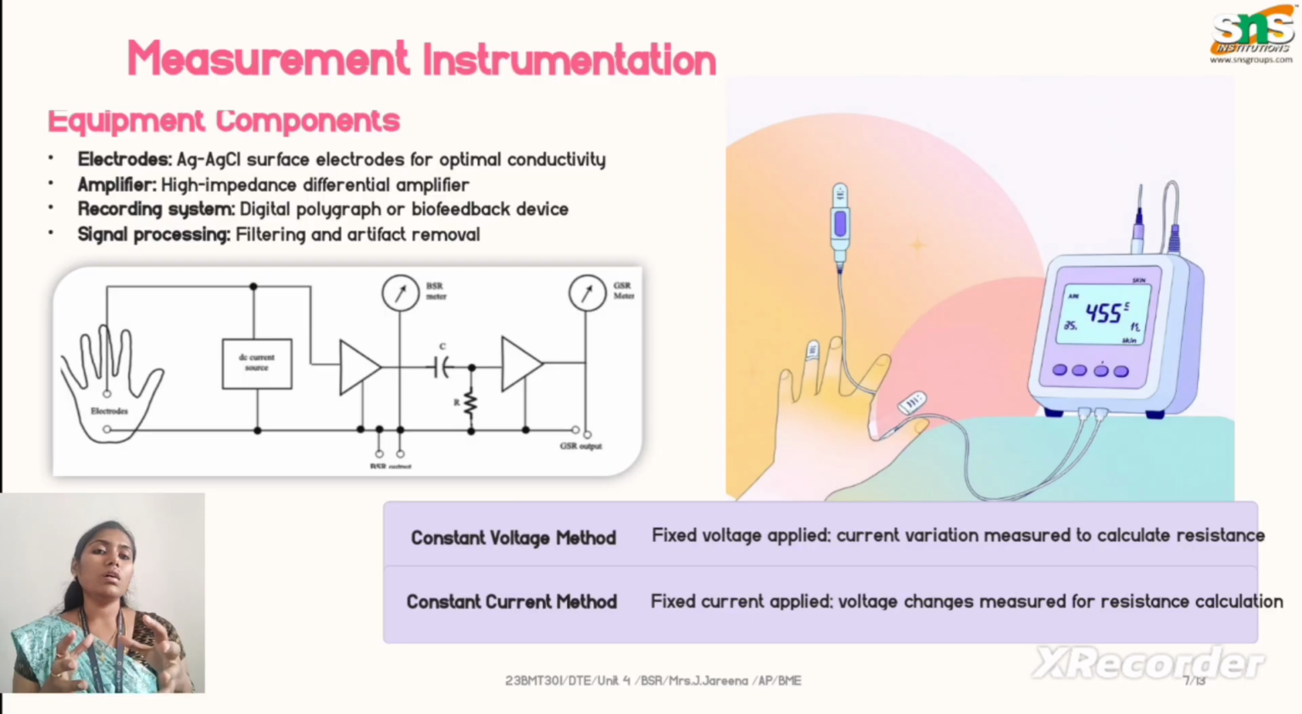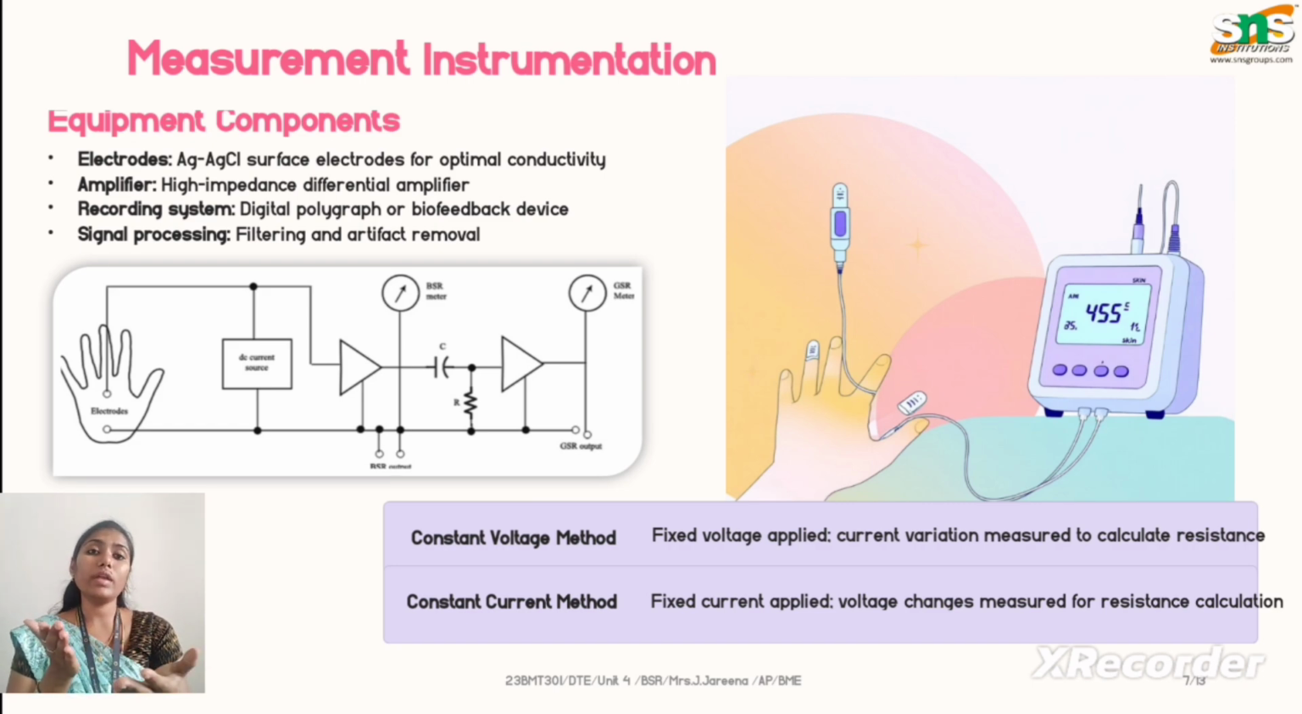The main measurement principle involved in BSR is simple Ohm's law. You can go with either the constant voltage method or the constant current method. You know Ohm's law, V equals IR, right? Here the skin is the unknown resistance that needs to be measured. If you apply a constant current, which is a known value, then based on changes in skin resistance, a voltage drop across the skin will happen. That measured voltage is directly proportional to the change in resistance. In this way we measure BSR.